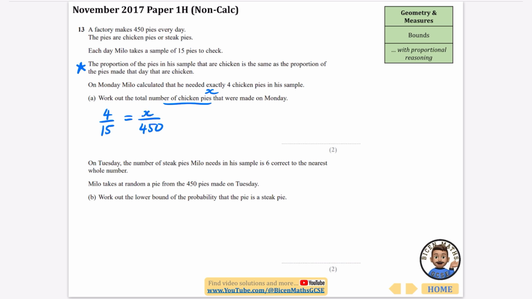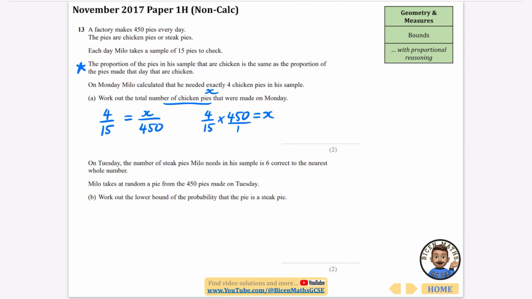Now there's various ways of doing this. You could think, okay, how do I go from 15 to 450 and do the same on the top? Or you could do multiplying by 450. I think probably the way that I would think about this one is that if I multiply both sides by 450, I would find out what X is equal to. Now all this is really saying is find 4/15 of 450.